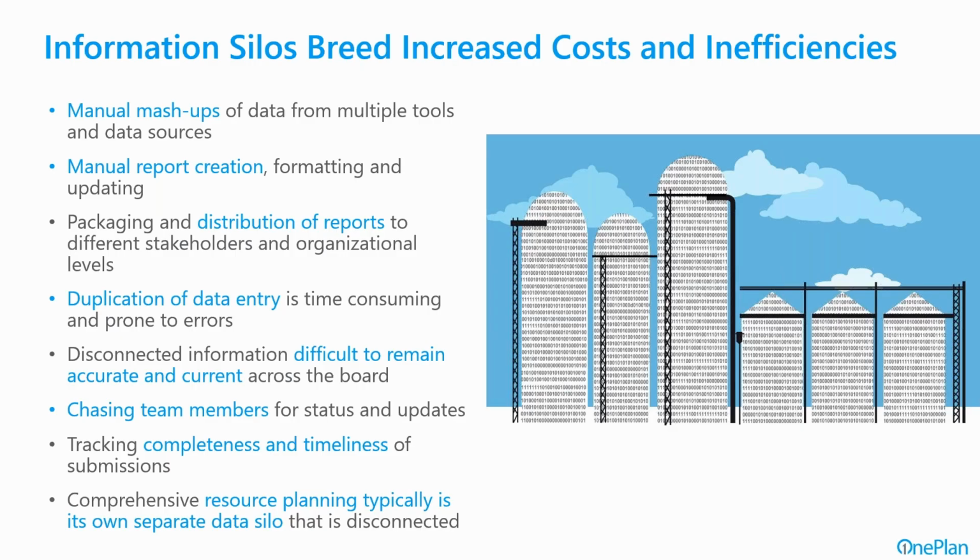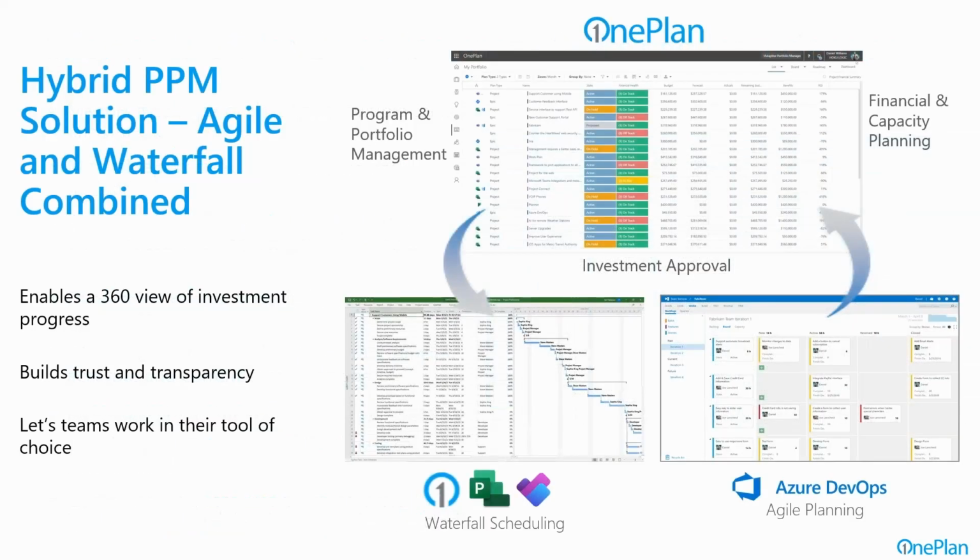So once again, this is costly and inefficient ways of doing business in these silos. So if we look at a hybrid with Agile and Waterfall combined, OnePlan accommodates and brings those things together. For example, the Azure DevOps component, or as many Azure DevOps plans that you have, can be brought in and rolled up as before, as we talked about, into the OnePlan portfolio.